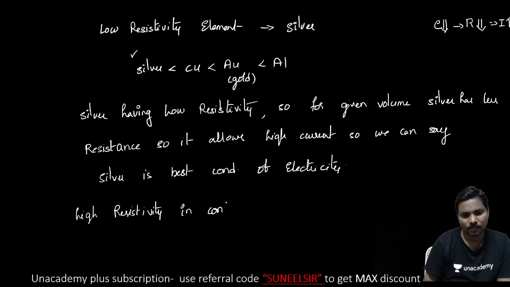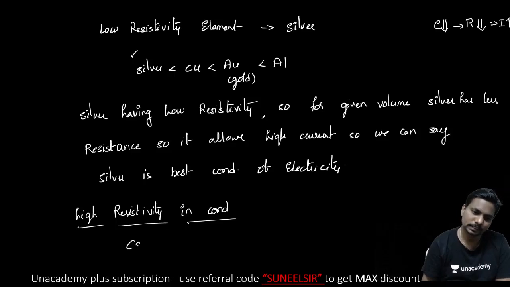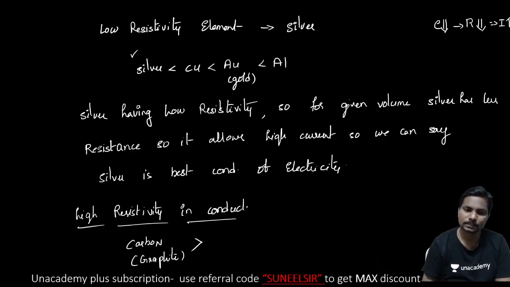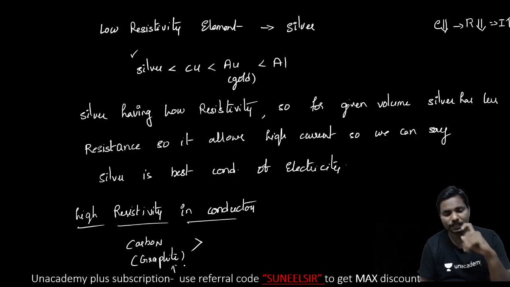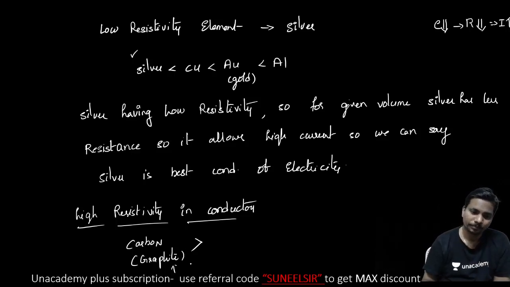And coming to high resistivity materials in conductors, it is also very, very important. The highest resistivity among conductors is carbon. If they have not given carbon, then graphite, which is an allotrope of carbon. It has very high resistivity among conductors. We know very well graphite has one free electron, so due to that only, it allows electricity. And after that, nichrome, very, very important.